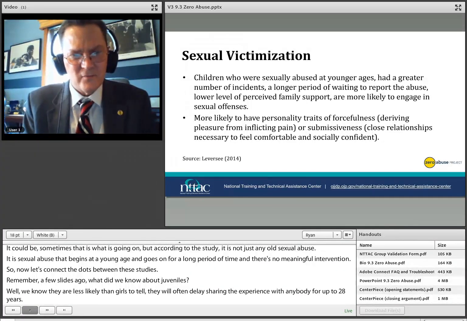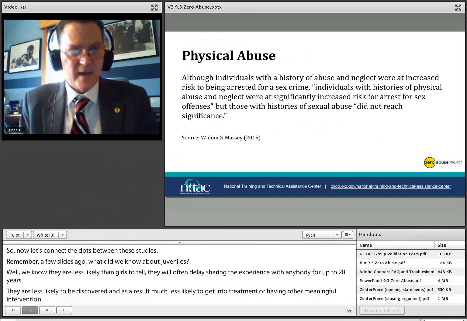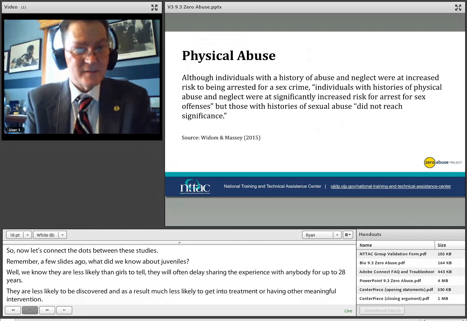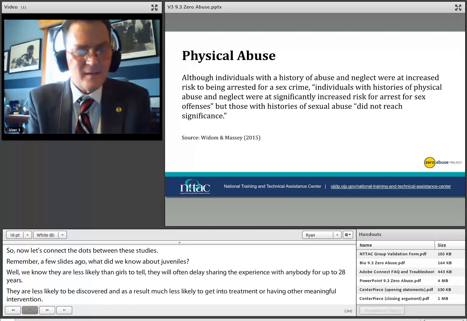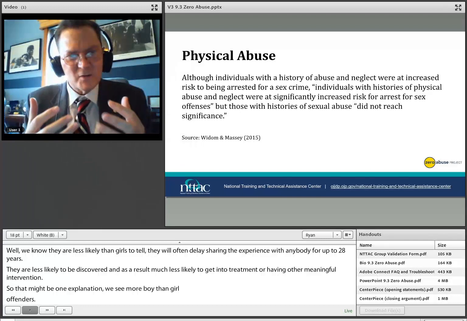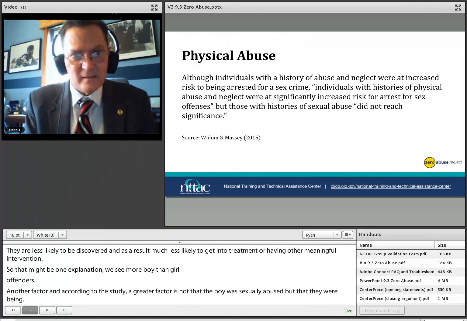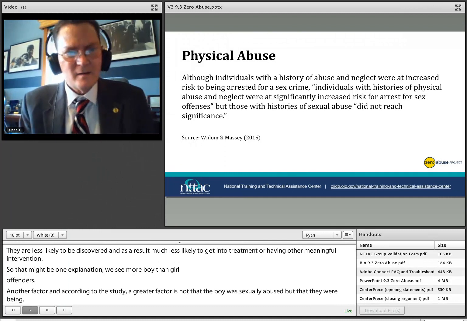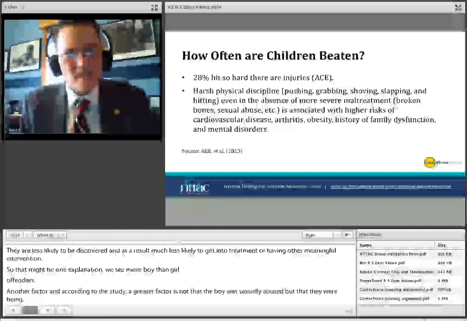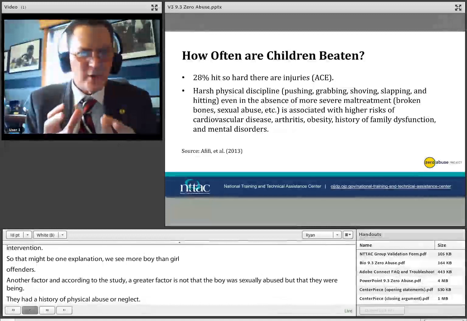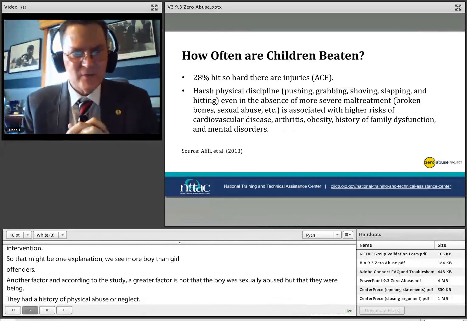So that might be one explanation. We see more boy than girl offenders. Another factor, and according to this study, a greater factor, is not that the boy was sexually abused, but that they were beaten. They had a history of physical abuse or neglect. That seems to be a stronger correlation to becoming a juvenile sex offender than does being sexually abused. Now, why on earth might that be?